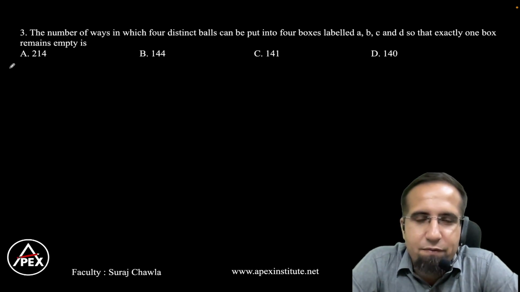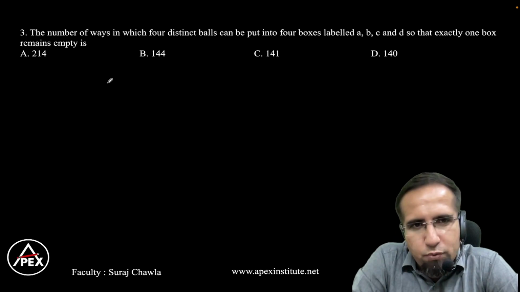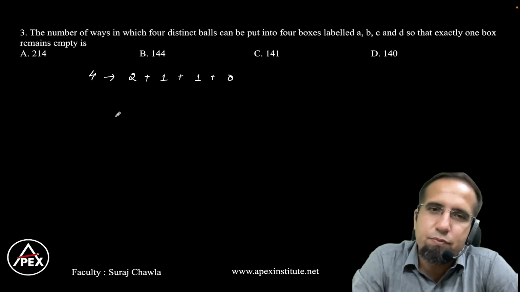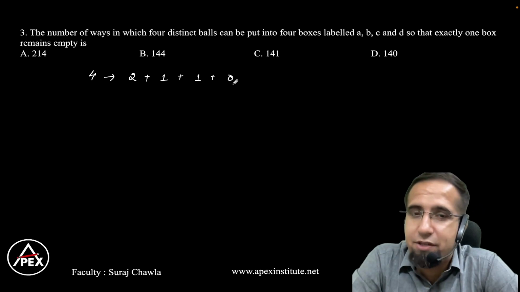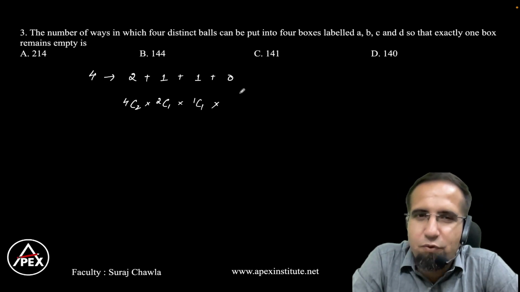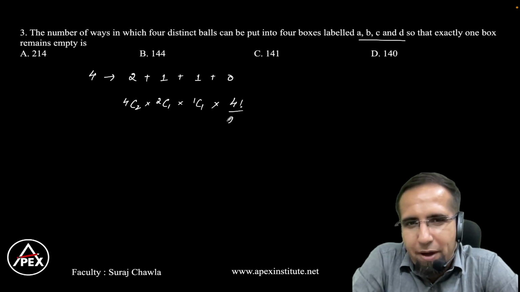The number of ways in which 4 distinct balls can be put into 4 boxes labeled A, B, C, D, so that one of them remains empty. So in a way, if I am dividing 4 into 3 boxes, we will have to arrange 2 plus 1 plus 1 plus 0, because one of them has to remain empty. Now in this question we select them and we also arrange them, right? So this becomes 4c2 into 2c1 into 1c1, and these can arrange themselves in 4 different boxes in 4 factorial by 2 factorial ways.